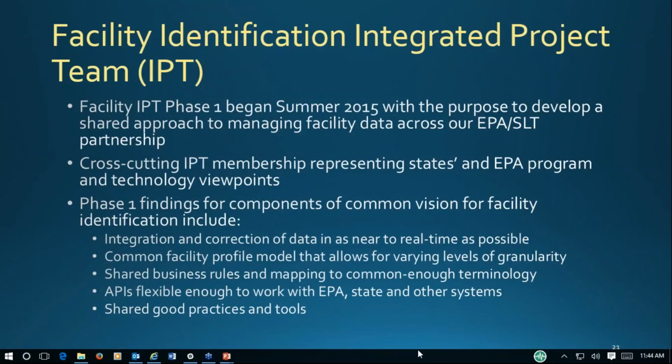This common vision would also include shared business rules and mapping to a common enough terminology, understanding that we all have certain terms that we need to keep for various reasons, but defining how those terms relate into a way of communicating with each other was necessary. It would also include creating application programming interfaces, or APIs, that are flexible enough to work with all of the various data systems that need to participate in sharing facility information, and then shared good practices and tools moving forward.